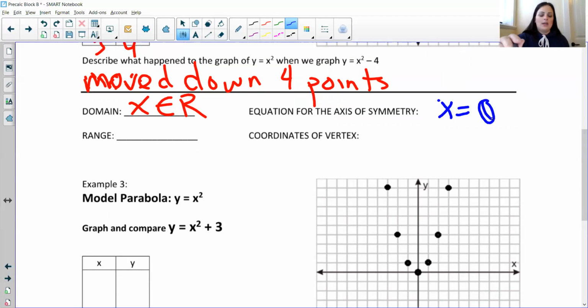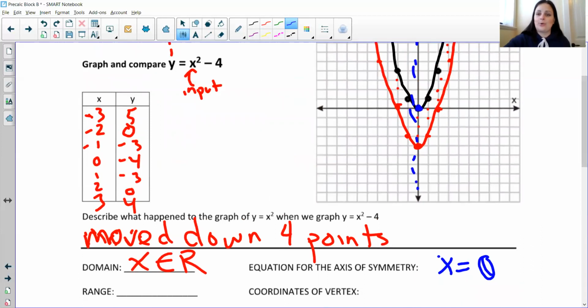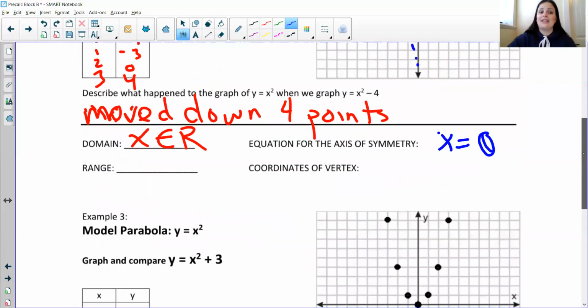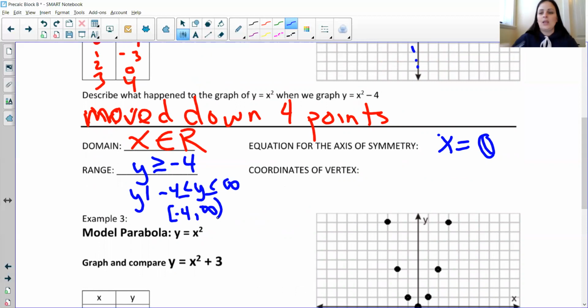All right, the range this time has changed though, because the minimum is no longer at this point here. The range is now, hey, it's moved down 4 points. So y must be larger than or equal to -4. So y must be greater than or equal to -4. Okay, there are other ways of stating that. Again, if you do that top one, I'm super happy with that.